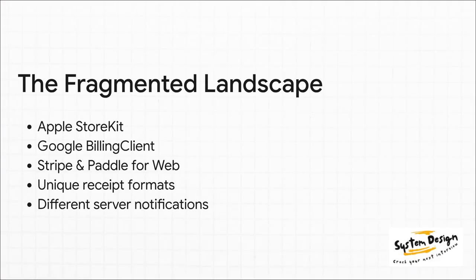Okay, just look at this list. The real kicker here is that every single one of these platforms, Apple, Google, Stripe, you name it, they all speak their own completely different language. They've got different SDKs, totally unique receipt formats, and their own weird ways of letting your server know when someone renews or cancels. For a developer, this is an absolute nightmare. It means building and maintaining a totally separate pipeline for each one.